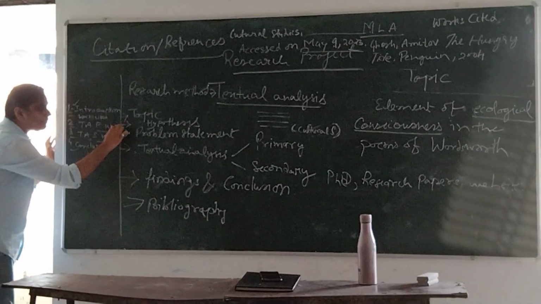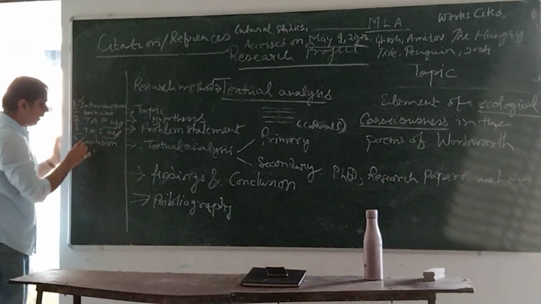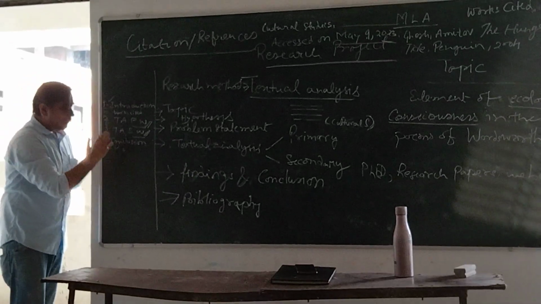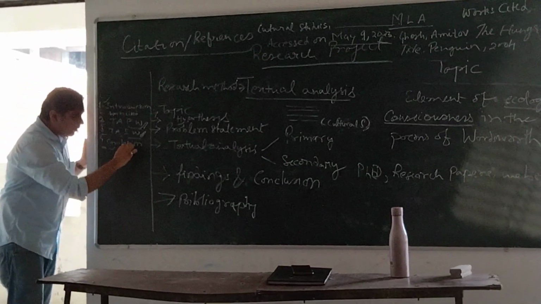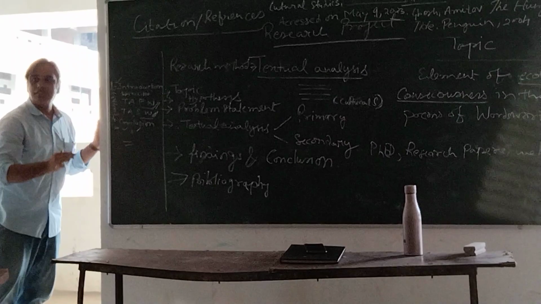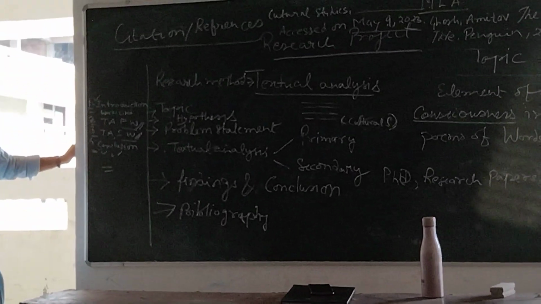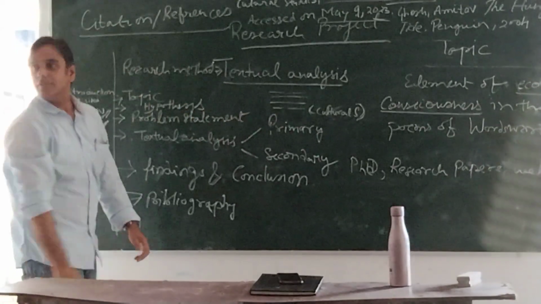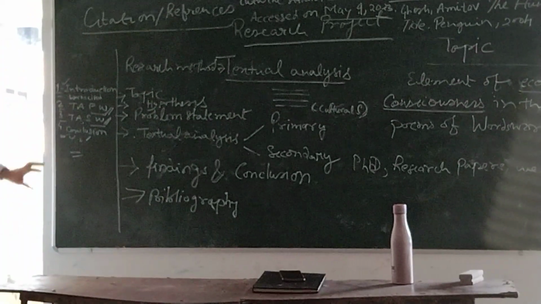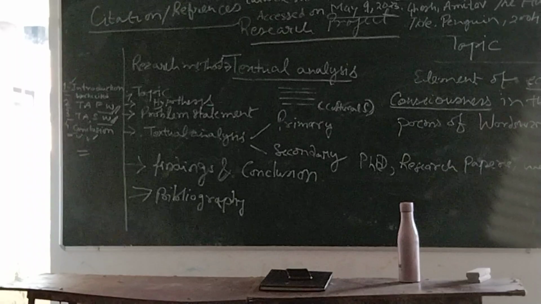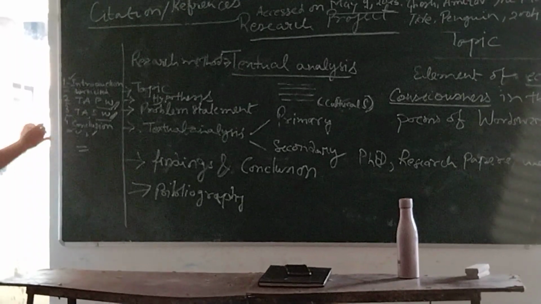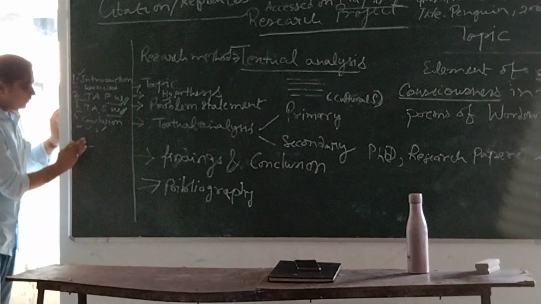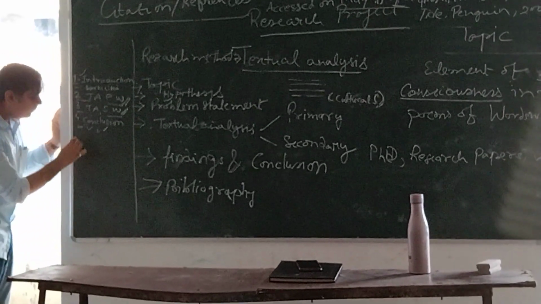Now you will compare the finding of chapter 2 and chapter 3 in your final chapter, that is conclusion. So you will compare this, and then you will give a conclusion that yes, there is ecological consciousness in the poem of Wordsworth. Right? So this will be your conclusion. Citations will be there after every chapter, as I said. Now one more thing is bibliography. What is bibliography?